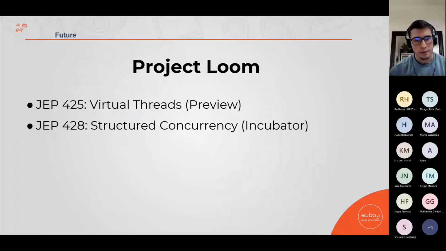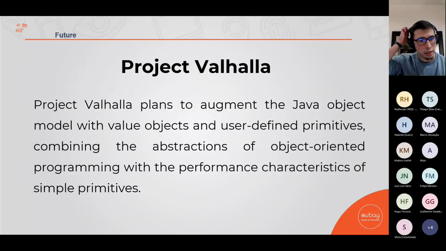Okay, we have another one that is Project Valhalla. Project Valhalla plans to augment the Java object model with value objects and user-defined primitives. So combining the abstractions of object-oriented programming with the performance characteristics of simple primitives. So I like this project.